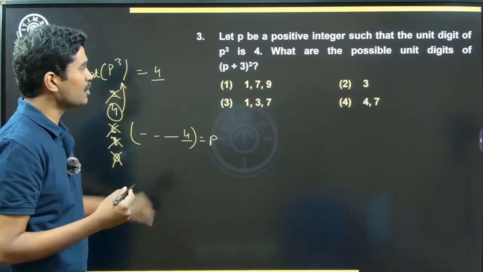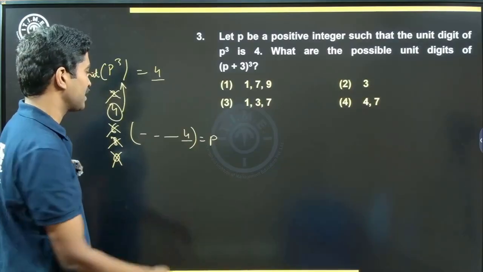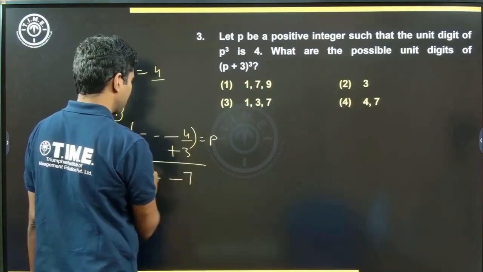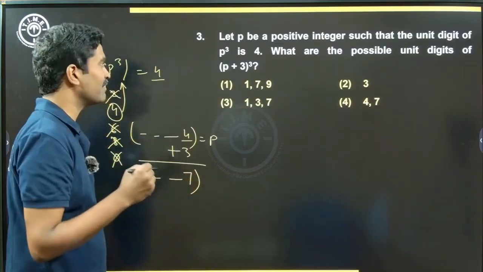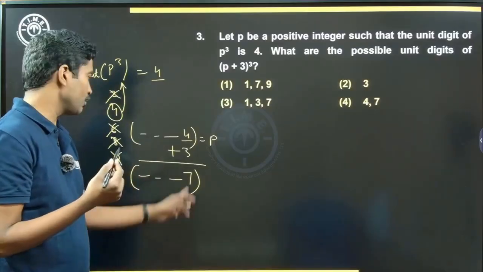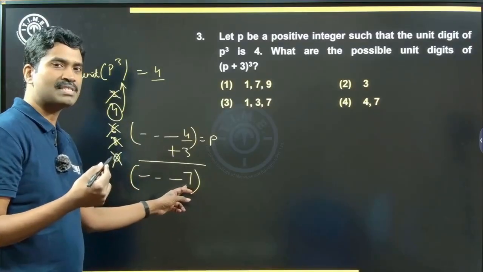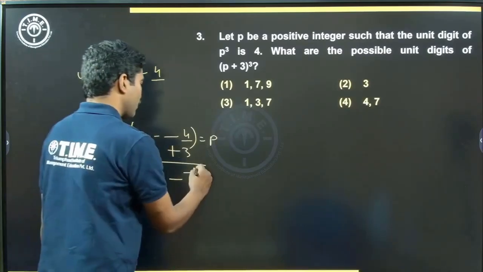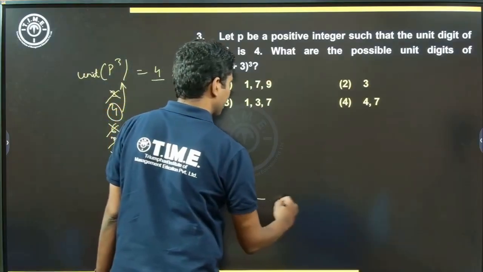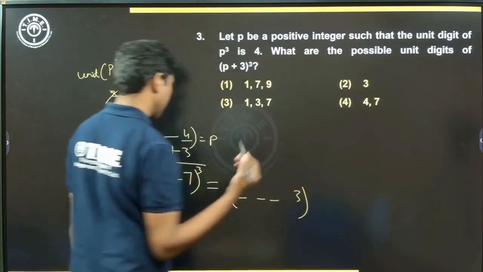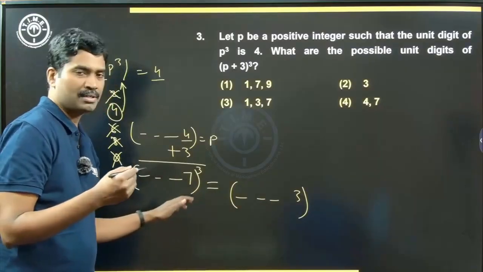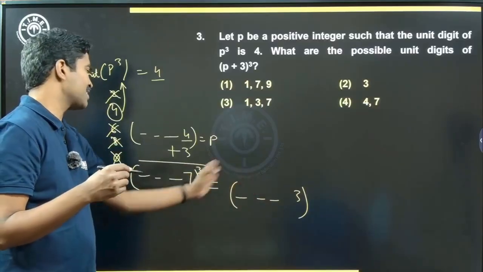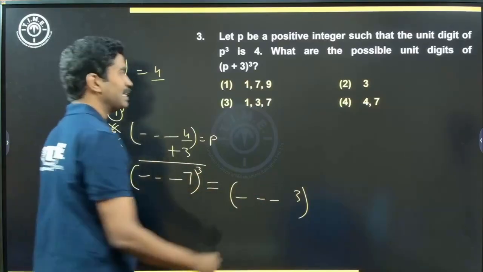Now the question is, what are the possible units digits of P plus 3 whole cube? P plus 3 will be something ending in 7. The units digit will now be 7. What will be the units digit of 7 cube? 7 square is 49, 7 cube is 343. So this when cubed will end in 3 in the units place, right? I don't know how many digits this number has, but I do know that the units digit will still be that of 7 cube, 343, so 3. That's option 2.